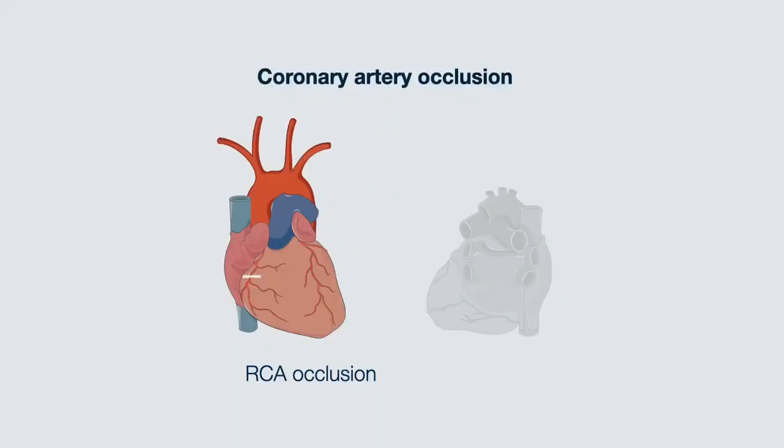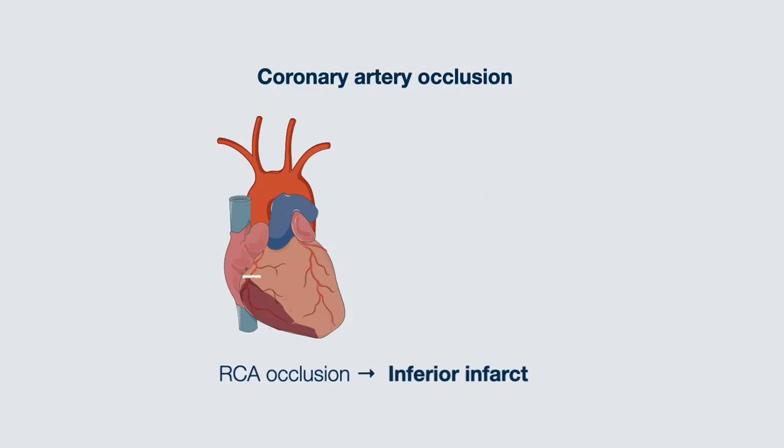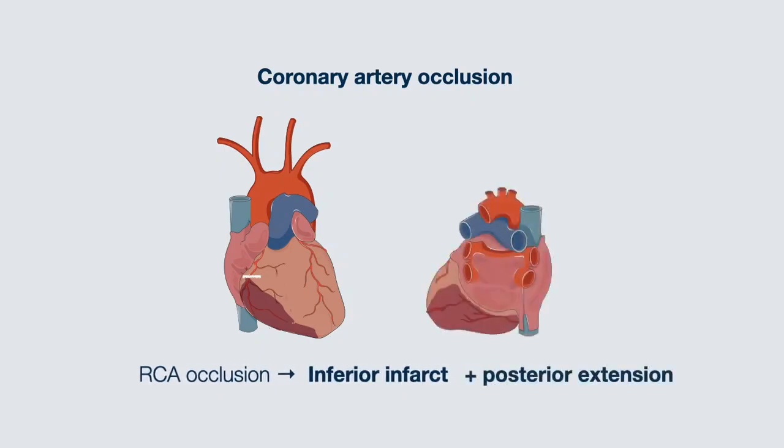If the right coronary artery is completely occluded, this will cause an inferior infarct. And one must consider that in the context of a proximal occlusion in a patient who is right dominant, there may be involvement of the posterior wall. So in this case, there is an inferior infarct with posterior extension.